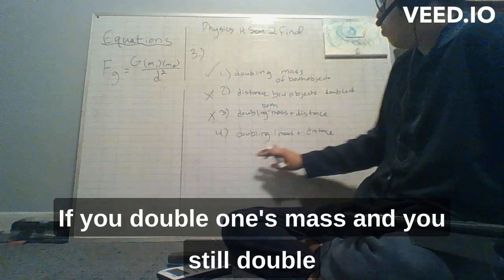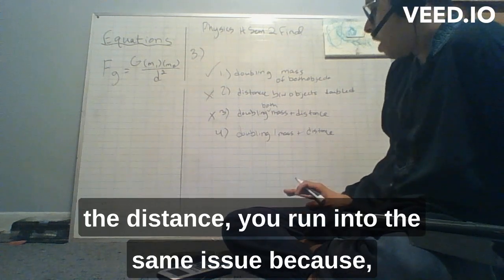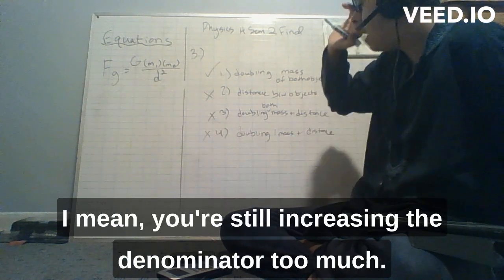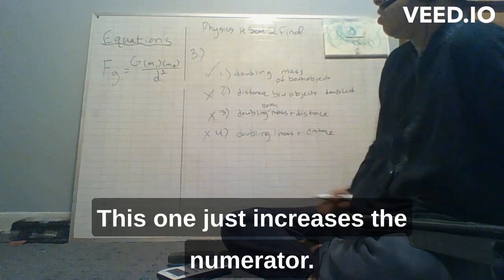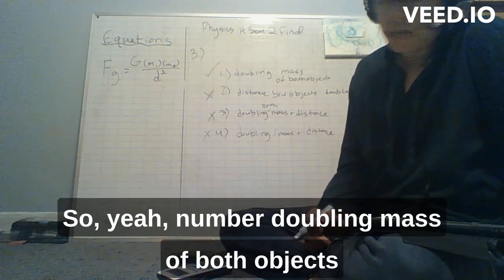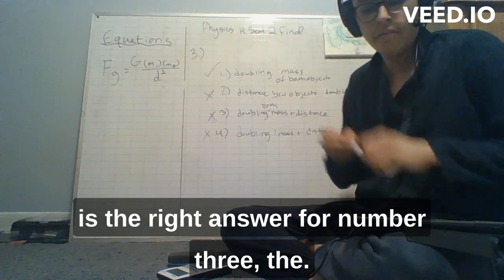If you double one's mass and you still double the distance, you run into the same issue, because you're still increasing the denominator too much. This one just increases the numerator. So this is the right answer. So yeah, doubling the mass of both objects is the right answer for number 3.